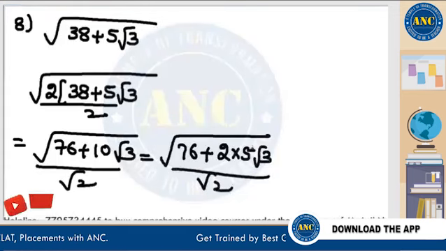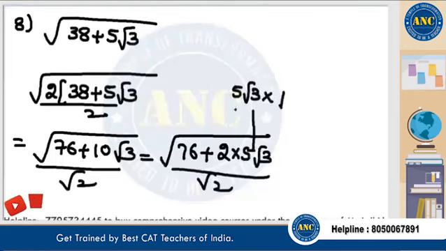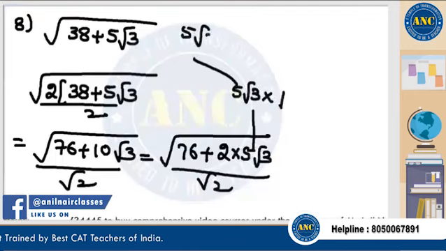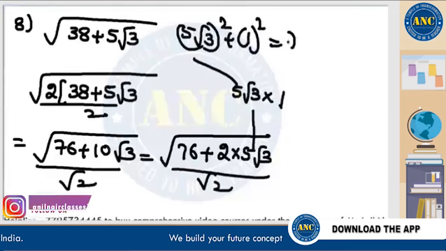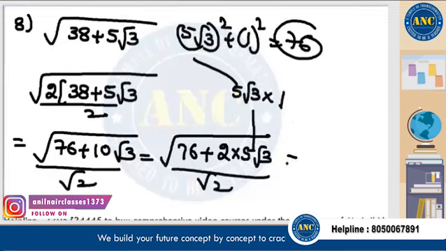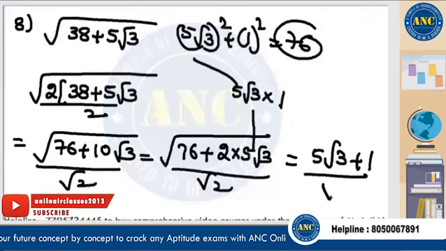divided by root 2. 5 root 3 factors are 5 root 3 into 1. Let us check what are all the things that we will get. 5 root 3 whole square plus 1 whole square, which is 76. Yes. So answer is 5 root 3 plus 1 divided by root 2.